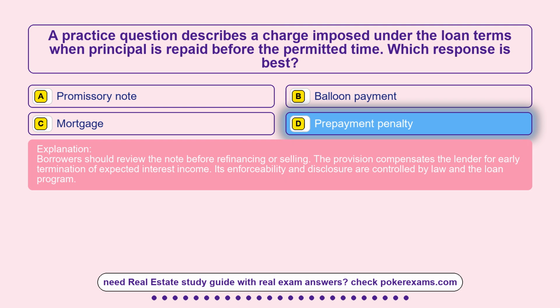Borrowers should review the note before refinancing or selling. The provision compensates the lender for early termination of expected interest income. Its enforceability and disclosure are controlled by law and the loan program.